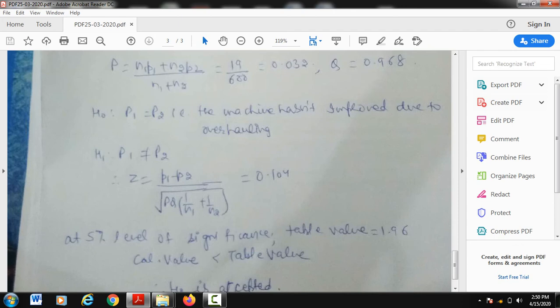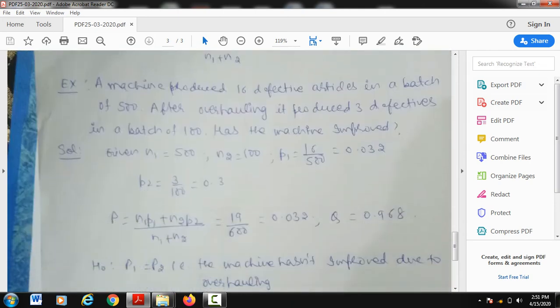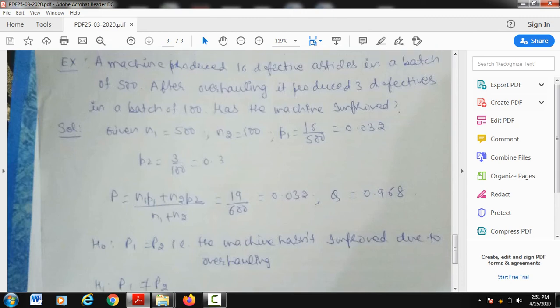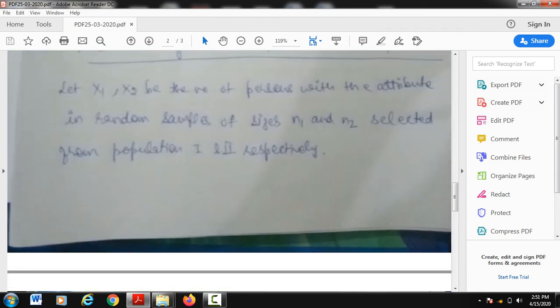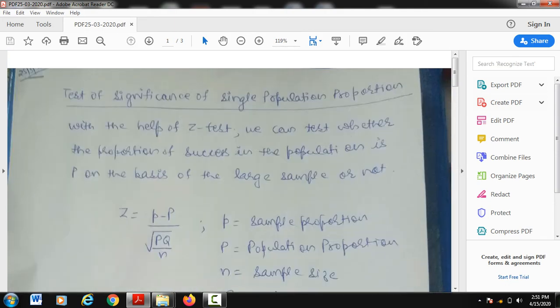Now it's time to make the comparison between the absolute calculated value and the table value. So the absolute calculated value is 0.104 and the table value is 1.96. As the calculated value is less than the table value, your null hypothesis is accepted. Means the assumption we are assuming is correct, that is, the machine has not improved itself due to the overhauling. Okay students, clear? So I think both these applications are clear to you through this example.